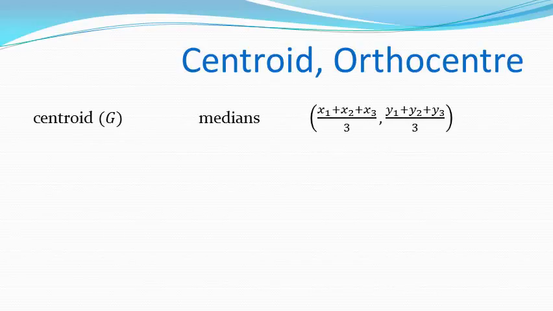We should review the concept of centroid and orthocentre. So the centroid is the meeting point of the three medians of a triangle. The coordinates of the centroid is given by the formula shown over here. The orthocentre is a meeting point of the three altitudes of a given triangle, and there is no simple formula for the orthocentre.